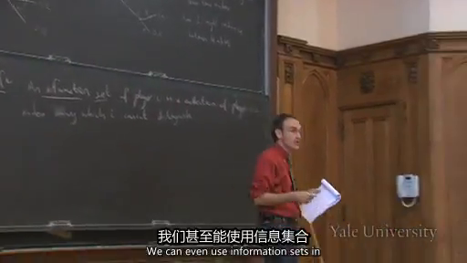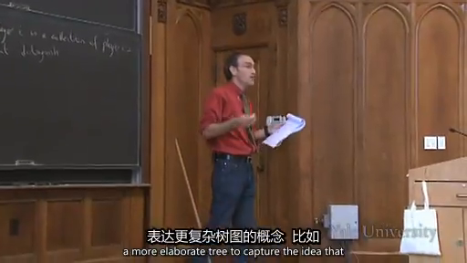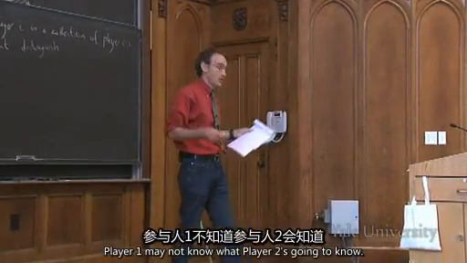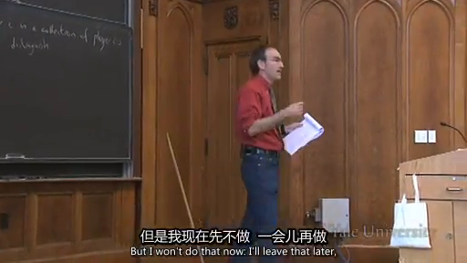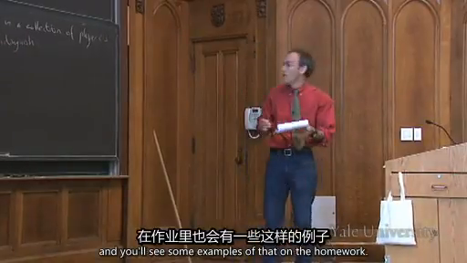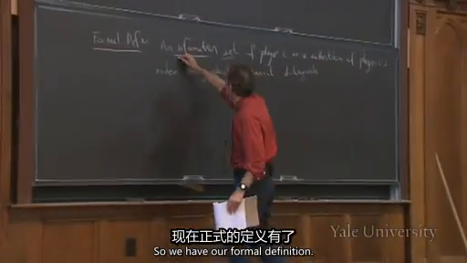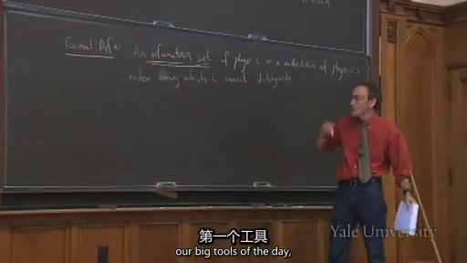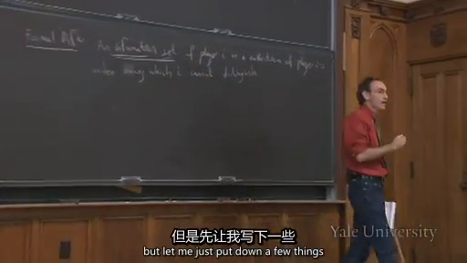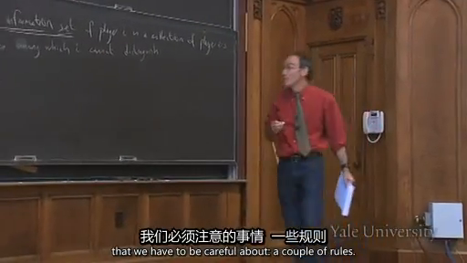We can even use information sets in a more elaborate tree to capture the idea that player 1 may not know what player 2 is going to know. But I won't do that now, I'll leave that for later, and you'll see some examples of that on the homework. All right, so we have our formal definition. This is going to be the first of our big tools of the day, but let me just put down a few things that we have to be careful about, a couple of rules.